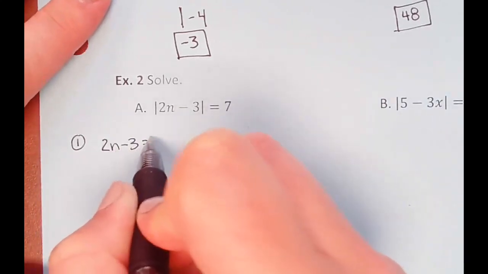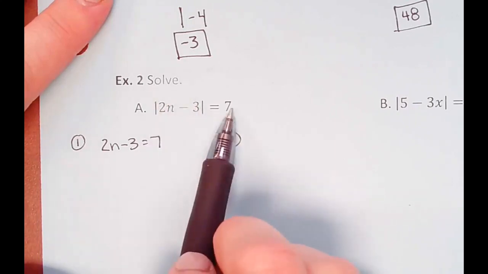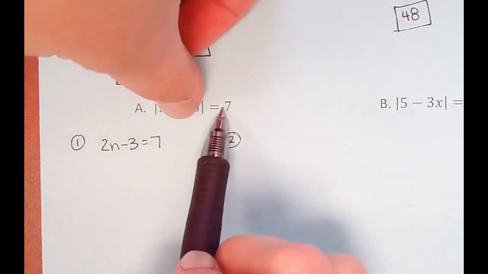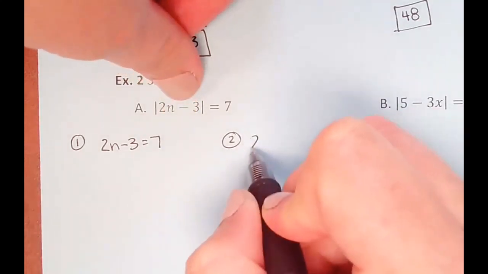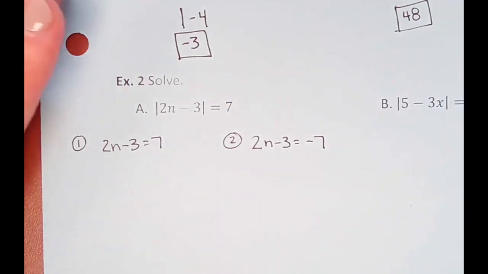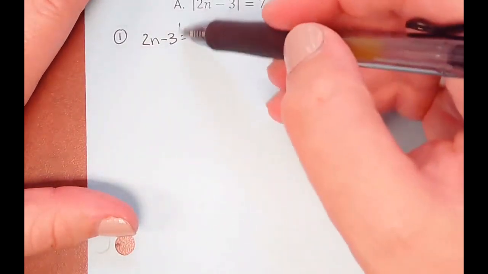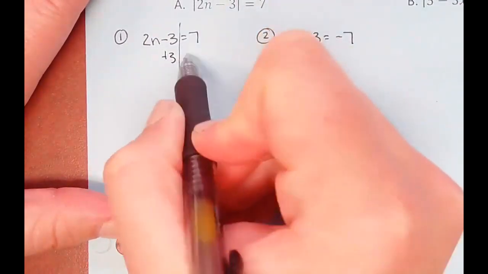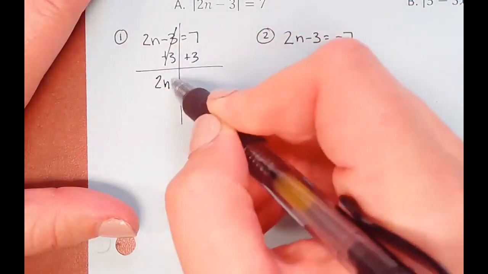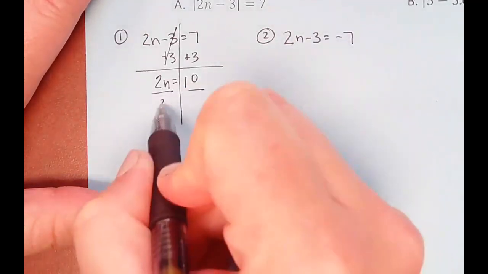On the first one, add 3 to both sides. On the left, the 3's cancel, so 2n equals 7 plus 3 is 10. Divide by my coefficient on both sides, so n equals 5. That's one of my answers. Second equation, same first step, add 3 to both sides. On the left, the 3's cancel, so 2n equals negative 7 plus 3 is negative 4. Divide both sides by 2. n equals negative 2.